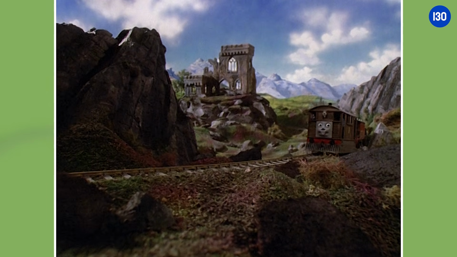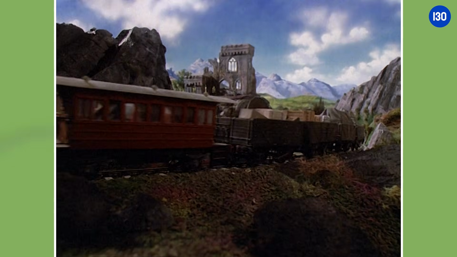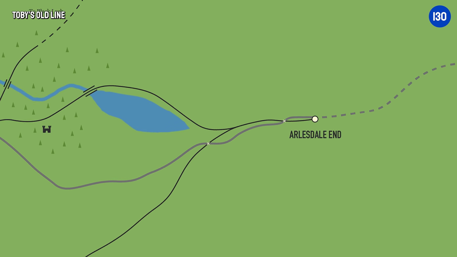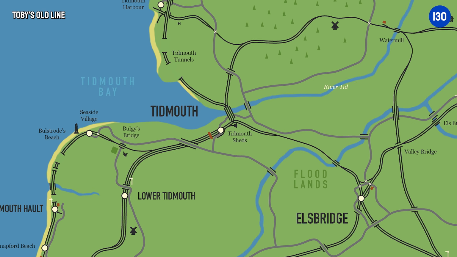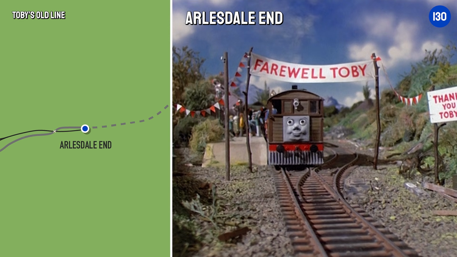The episode states that Toby collects trucks from the farms and factories and takes them to the main line. He takes trucks from farms and villages to the main line. So I suppose he actually went down to Tidmouth? It's a bit muddy. A lot of it is left up to interpretation. It's hard to decipher where exactly the line starts, so we'll start at the end of the line, Arlesdale End.